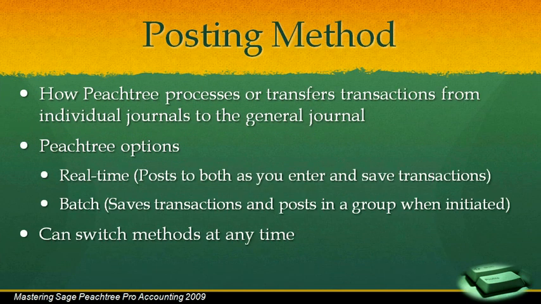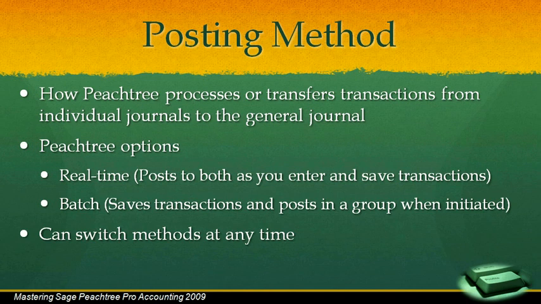Something you may not have thought of before at all is a posting method, especially if you've never used electronic software. This comes down to how Peachtree processes or transfers transactions from individual journals to the general journal, and Peachtree has two options. You can do real-time posting or you can do batch posting. Real-time posting posts as you enter and save transactions, so it's immediate. As soon as you create an invoice, for example, it's posted. As soon as you create a payment, it's posted.